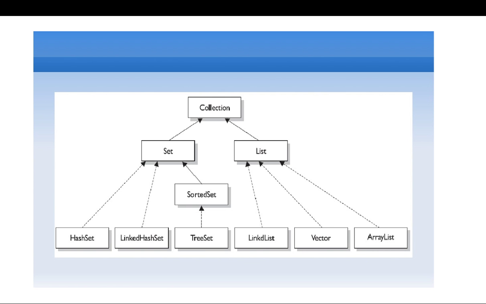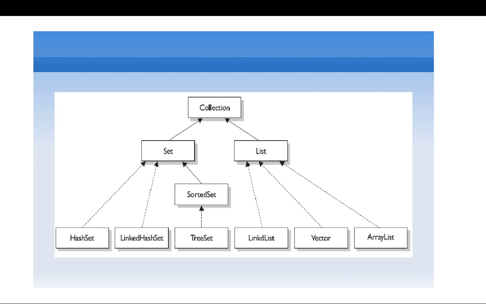Now if you see this hierarchy, don't get confused by it. On top you can see the collection interface. The collection interface also has a couple of methods, and as we know, an interface does not have any body. It has so many methods, but each method will be empty. So in collection we have the set interface and the list interface. Let's forget about the set part and focus on the list.